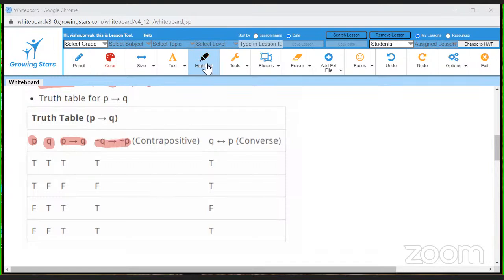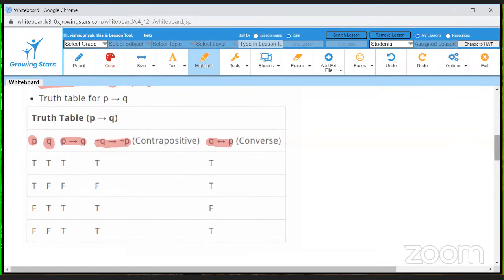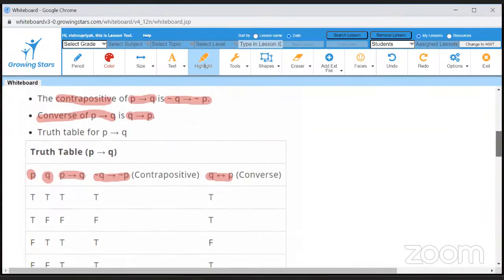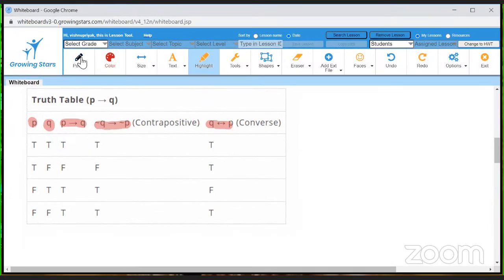And the converse statement will be Q implies P. So how will you write the truth table for contrapositive and converse? First we will see the contrapositive.